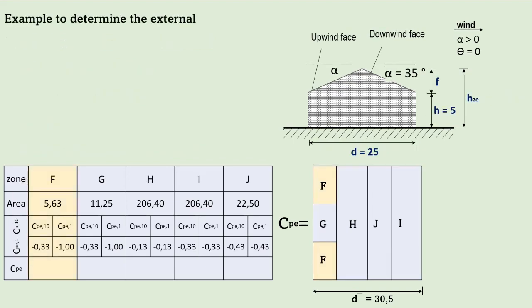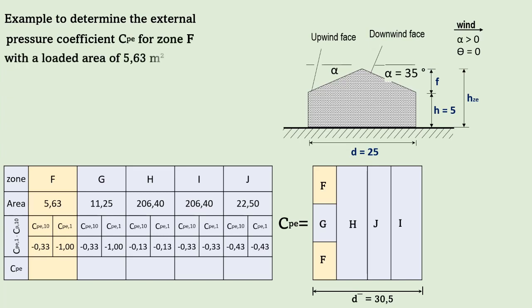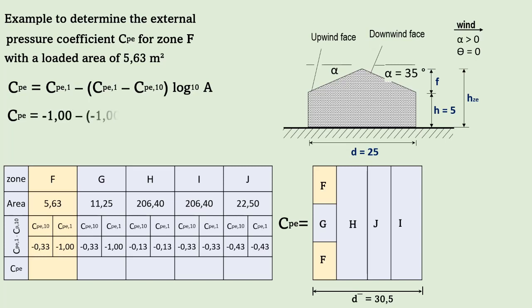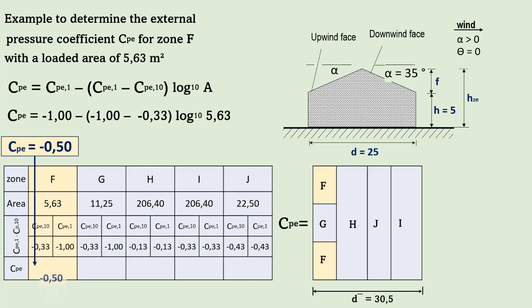Here is an example to determine the external pressure coefficient CPE for zone F with a loaded area of 5.63 square meter. CPE equals CPE1 minus, between brackets, CPE1 minus CPE10, times logarithm A. The outcome is minus 5, and this is the CPE of zone F.